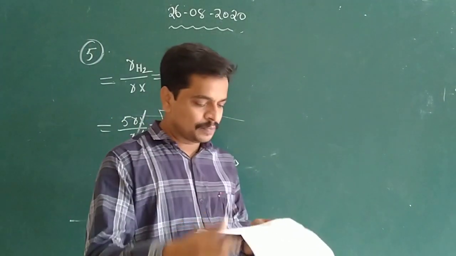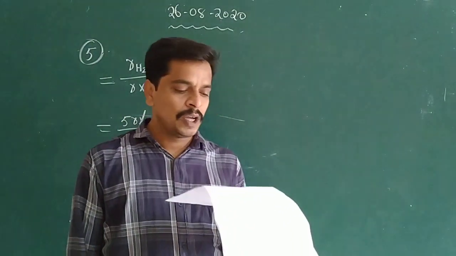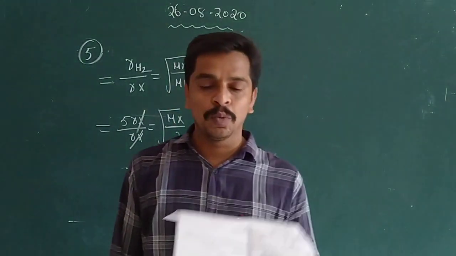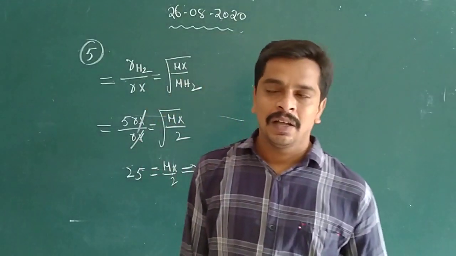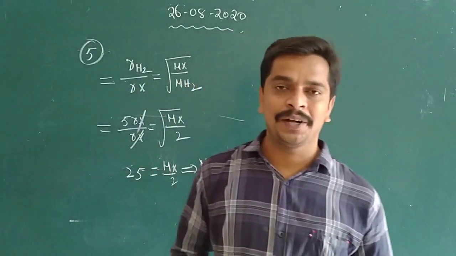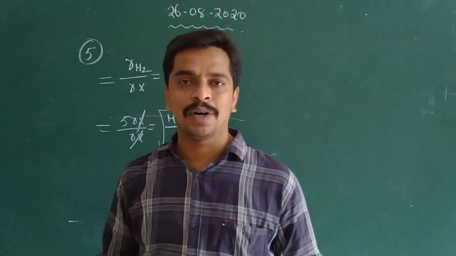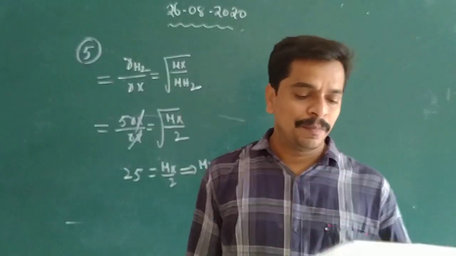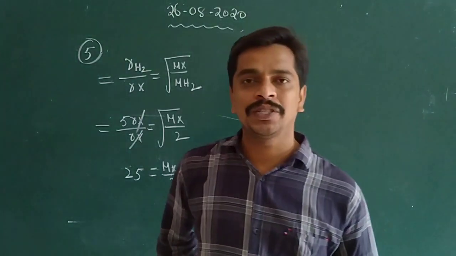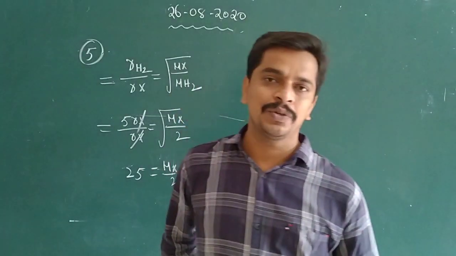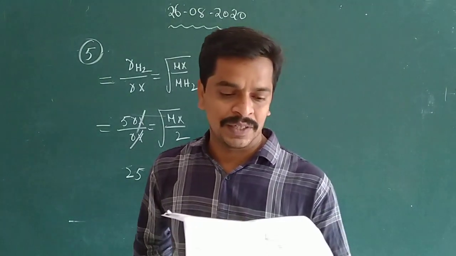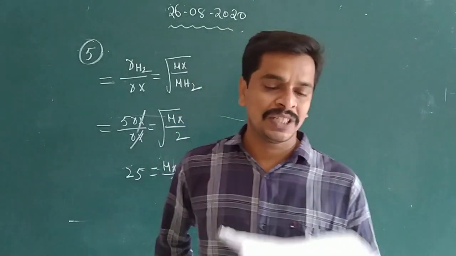Next, students, question number 6. Which of the following pairs of gases will diffuse with the same rate through a porous plate? Students, two gases diffusing at the same rate means rate of diffusion is the same. Rate of diffusion is the same if molecular masses of the gases are the same. In the given options, NO molecular mass 14 plus 16, 30, C2H6 molecular mass 30. NO and C2H6 both have the same molecular mass, so both have the same rate of diffusion, students. Next, students, question number 7.